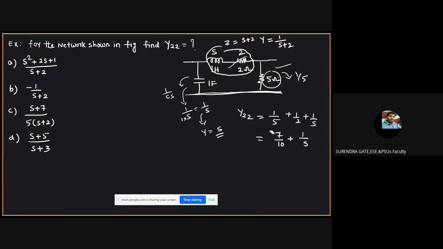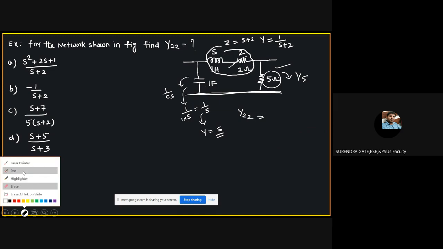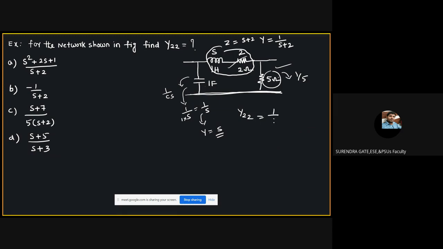What is the resultant y22, students? The resultant y22 equals 1 by (s plus 2) plus 1 by 5. Then what you can get? (5 plus s plus 2) by 5 into (s plus 2). Then (s plus 7) by 5 into (s plus 2). Then what is your answer? (s plus 7) by 5 into (s plus 2). Option C is correct. First calculate the resultant impedance, then you can find the admittance. Don't do it individually, that is wrong. Okay, this is the calculation.